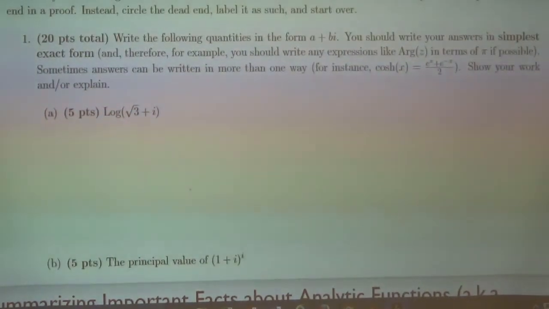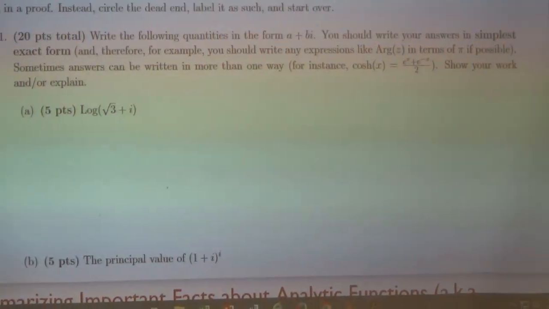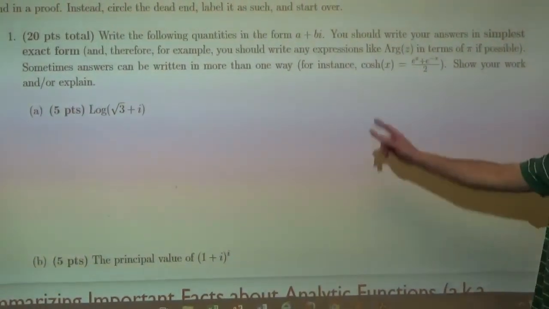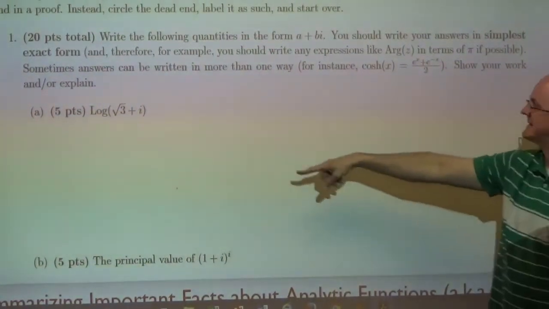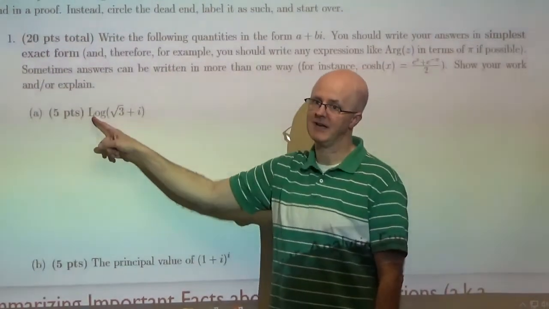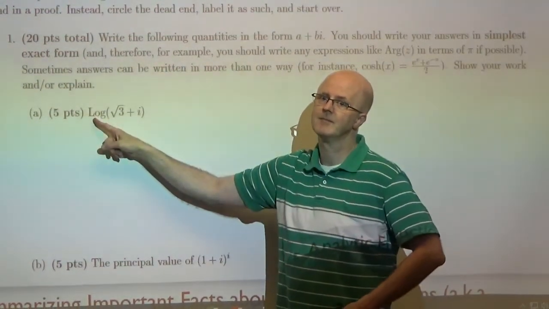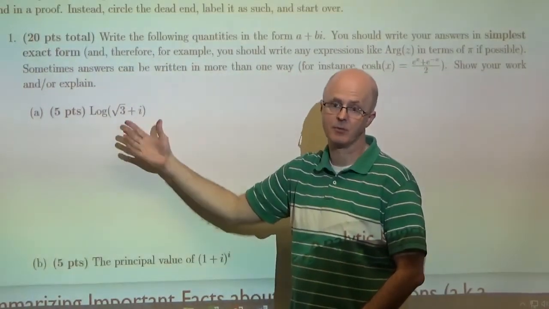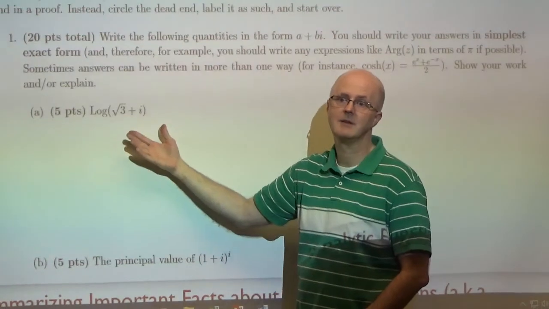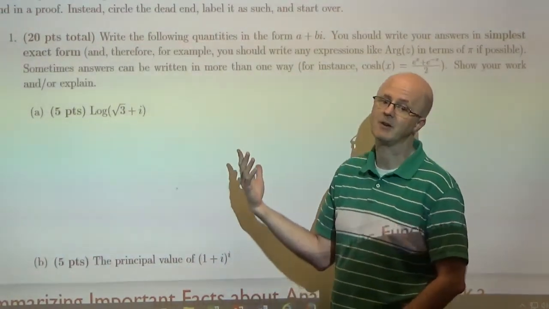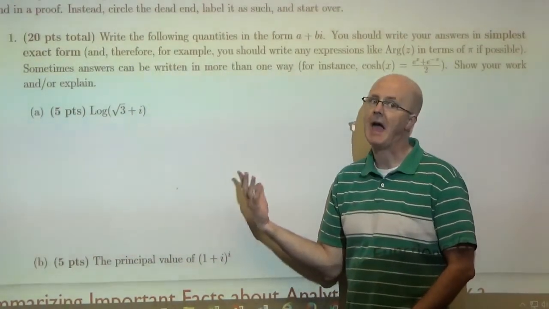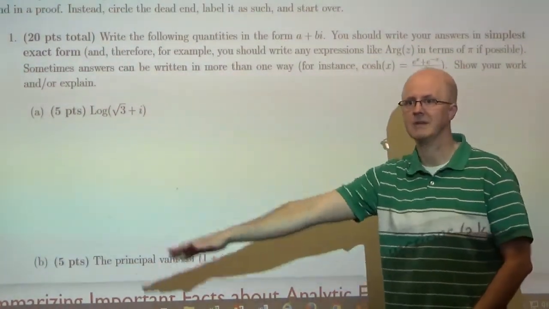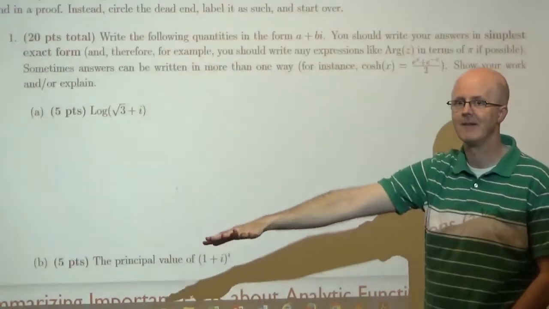I need to go faster here now. Things always take longer than you hope they're going to take. Evaluate the values of these things. Capital Log, that's the principal value of the logarithm. Look up the formula for the principal value of the logarithm. It does involve a real logarithm for the real part and an argument for the imaginary part. Capital Arg for the principal value, and that argument, remember, is going to be between negative pi and positive pi.